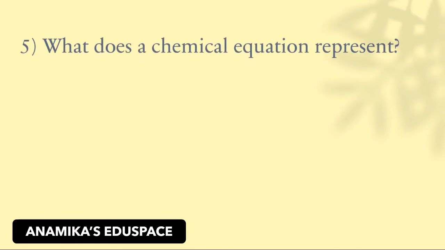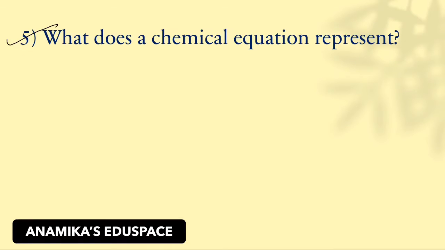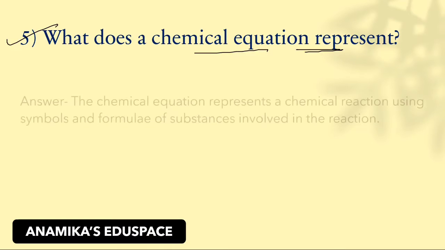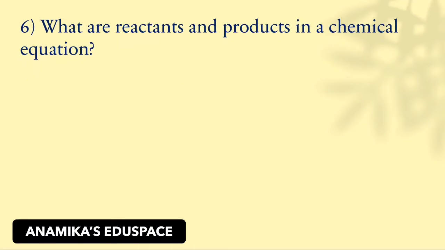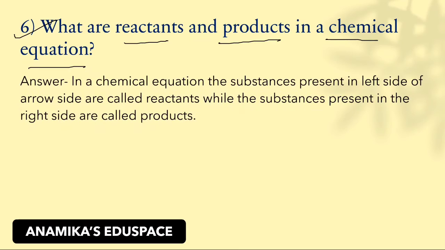Question number 5. What does a chemical equation represent? Answer. A chemical equation represents a chemical reaction using symbols and formulae of the substances involved in that reaction. Question number 6. What are the reactants and the products in a chemical equation? Answer. In a chemical equation, the substances present on the left hand side are known as the reactants.